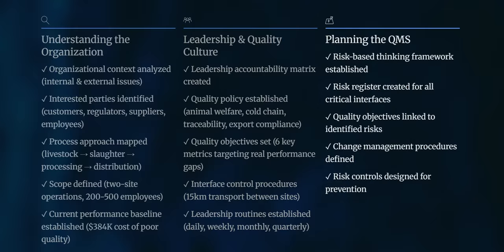Then in Module 3, which is planning the quality management system, we have covered the following. We have established a risk-based thinking framework. We have created a risk register for all critical interfaces. And we have set quality objectives linked to identified risks. And also we have defined a change management procedure. And finally, in Module 3, we have designed risk control for prevention.